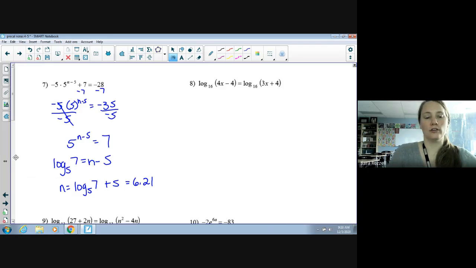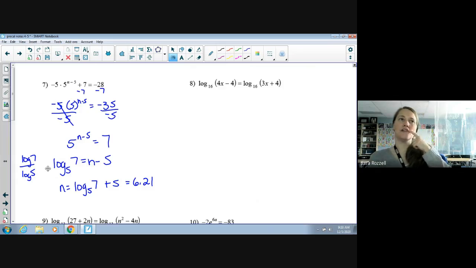Yeah, log 7 over log 5. The number with the base, the base is always on the bottom. I always just think of a base supports something, and that's going to be on the bottom part.